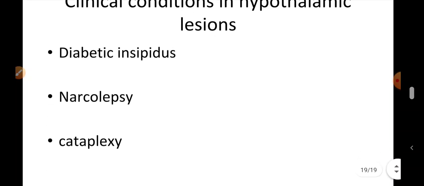Then the patient may develop cataplexy. Cataplexy refers to a sudden emotional outburst of anger, fear or excitement associated with narcolepsy. This attack lasts for a few minutes and consciousness is not lost. So, these are all the clinical conditions you will get whenever there is a hypothalamic lesion. So, all these are about the hypothalamus.